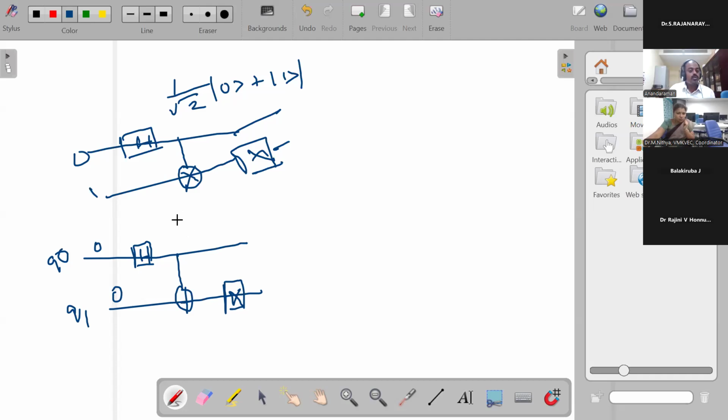That is 1 by root 2 ket 0. Now this is 1 by root 2 ket 0 ket 1. Since here you are getting, now entanglement is created. Hadamard followed by C naught, entanglement is created. Okay, this is pure entanglement. That is 0 0 and 1 1 state is created. Then you are applying X gate to this negation.